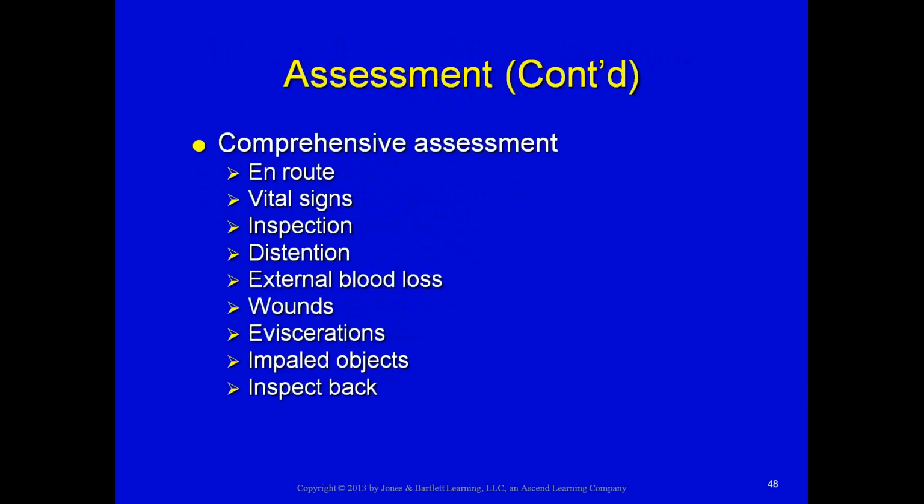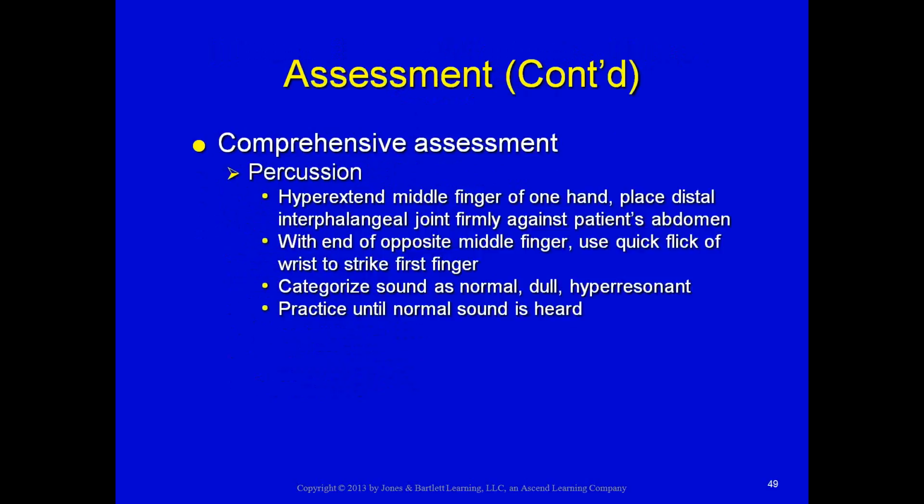Your assessment's going to occur en route. It's going to include vital signs and then the techniques that we've been taught to do assessment, which include inspection, palpation, auscultation. Look for that distended abdomen. Look for any external blood loss, any open wounds, eviscerations, impaled objects. And it's important that, certainly when we roll our patient up to move them, that we do examine the back.